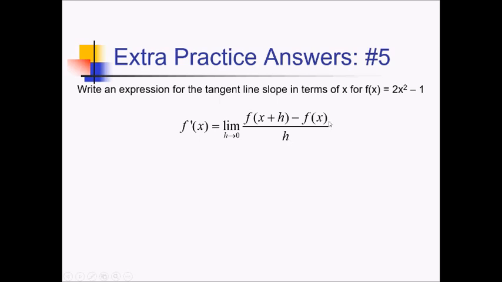So I basically have to apply x plus h to this function here. So instead of writing 2x squared minus 1, I'm going to write 2 parentheses x plus h squared minus 1. And I'm also going to be subtracting just f of x, which is all of this stuff with x in it right here. So this is everything I need for the tangent line slope in terms of x.